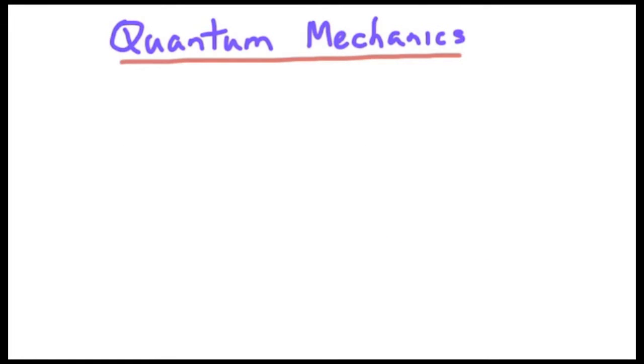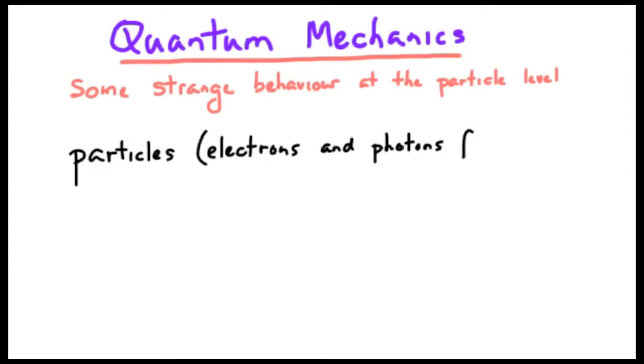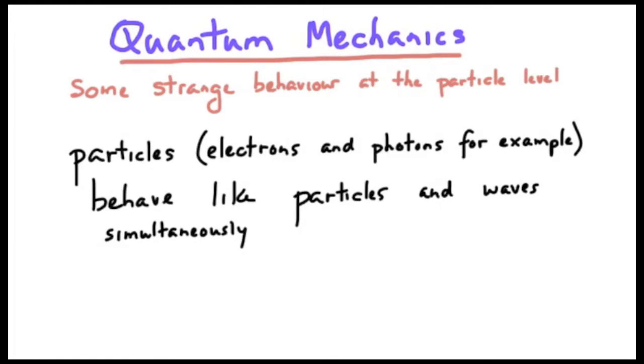Okay, down at the particle level, we get into a topic of physics called quantum mechanics, which is very non-intuitive. Some very strange behavior happens at the particle level. For example, particles like electrons and photons behave both like waves and particles at the same time. You'll recall some of the wave-like behavior. Waves reflect and refract and interfere. Particles collide and pass momentum from one particle to another. So you're going to see some effects of both of these from both particles.